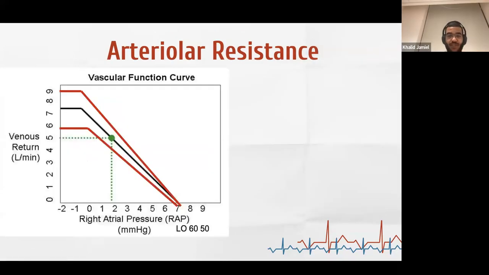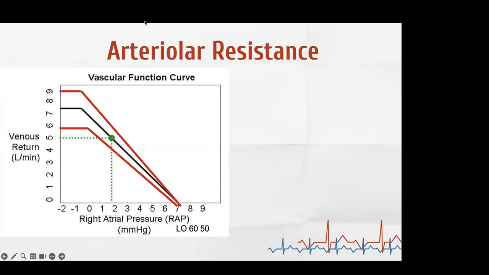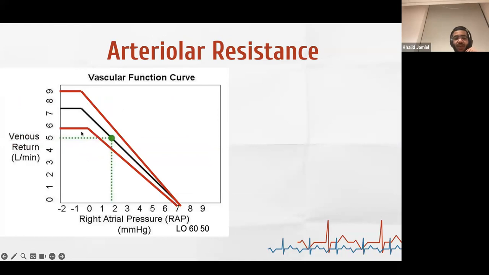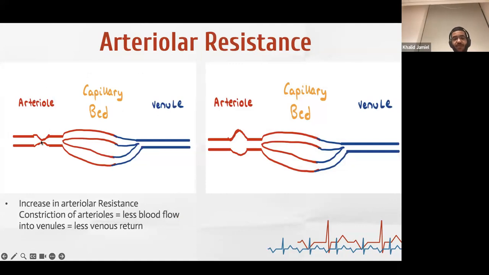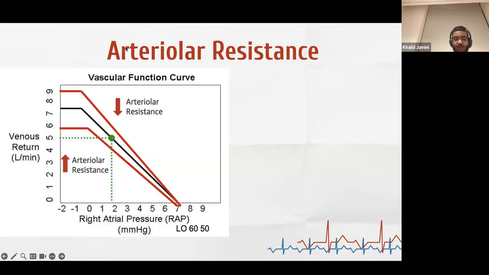Now let's summarize this on the curve. Which one of these curves is due to an increase in arteriolar resistance? So this one or this one? The one that's below. Excellent. Why? Because when we increase resistance, less blood is going to the vein, less central venous pressure, and therefore less pressure gradient, and therefore less venous return. And the above one is obviously because of less arterial resistance, and I hope you all understand why by now.